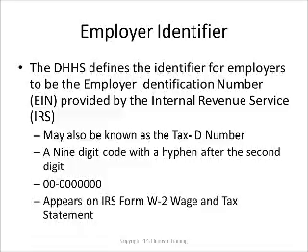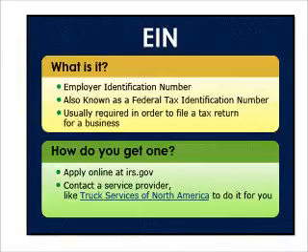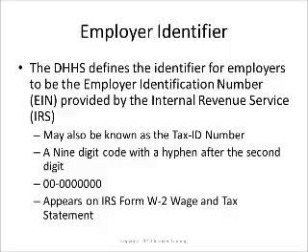Employer identifier. The Department of Health and Human Services defines the identifier for employers to be the Employer Identification Number, or EIN, provided by the Internal Revenue Service, or IRS. This may also be known as a tax ID number. It's a 9-digit code with a hyphen after the second digit, as demonstrated here. This appears on the IRS Form W-2 Wage and Tax Statement.